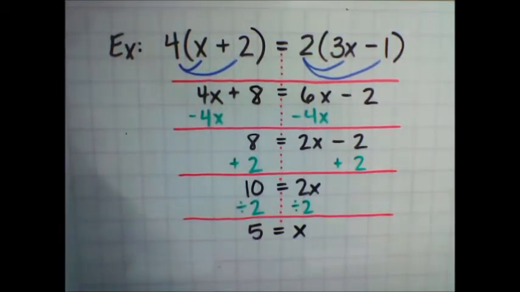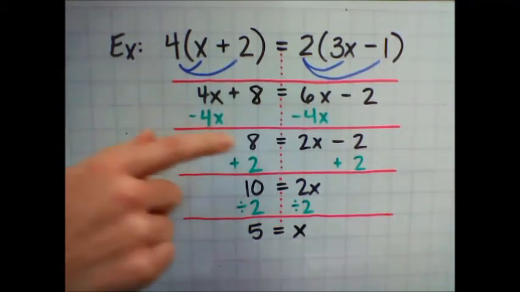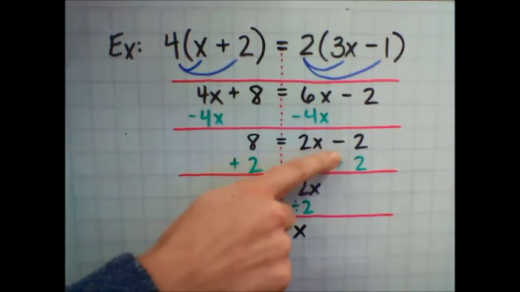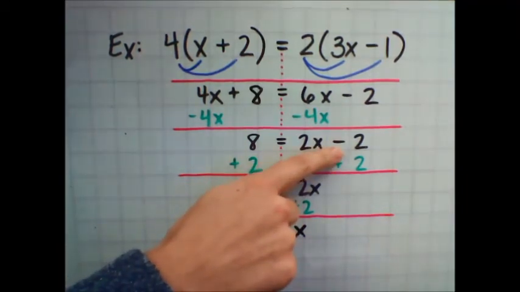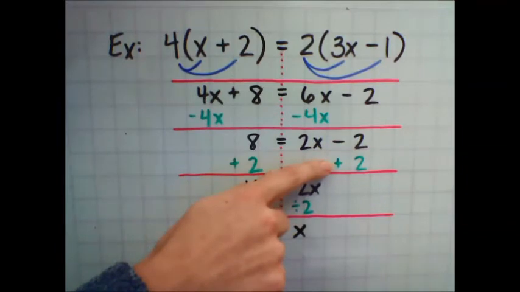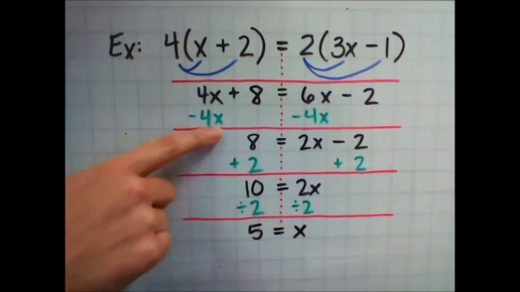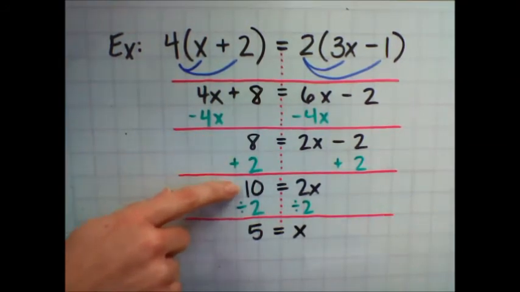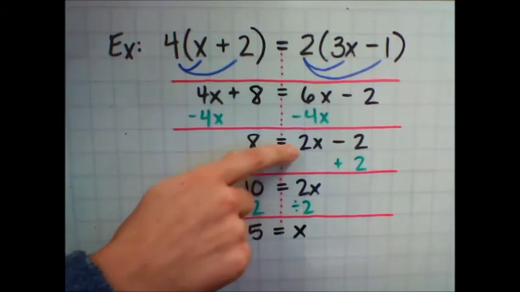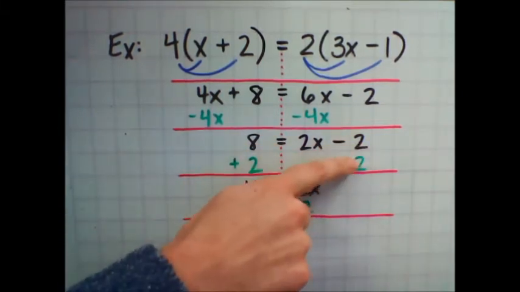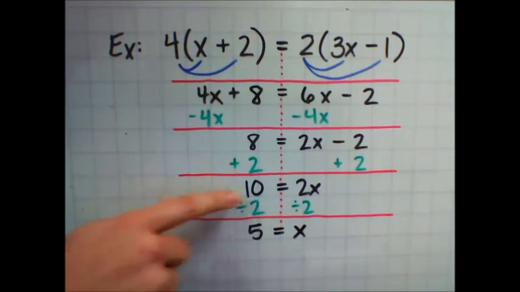Step 3. Get the x by itself. We use reverse order of operations, and we need to undo any addition or subtraction first. This is minus 2, so I need to add 2. What I do to one side, I must do to the other, so I add 2 to both sides. 8 plus 2 is 10, equals 2x, and those 2's cancel out.